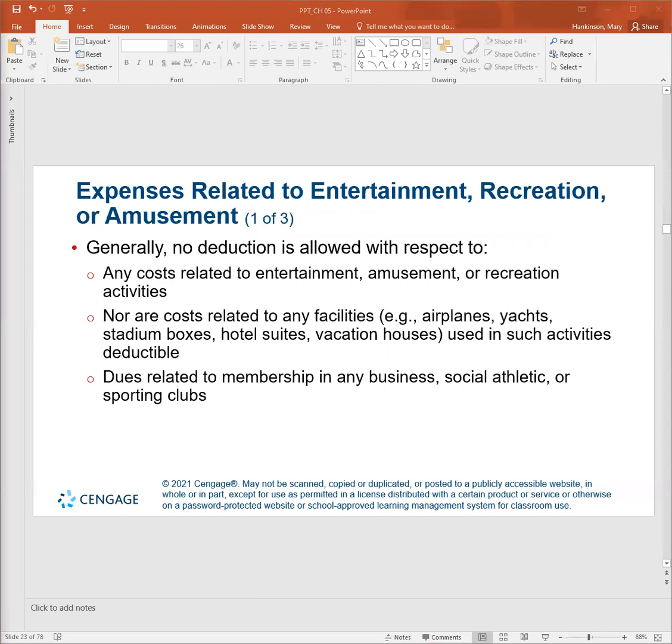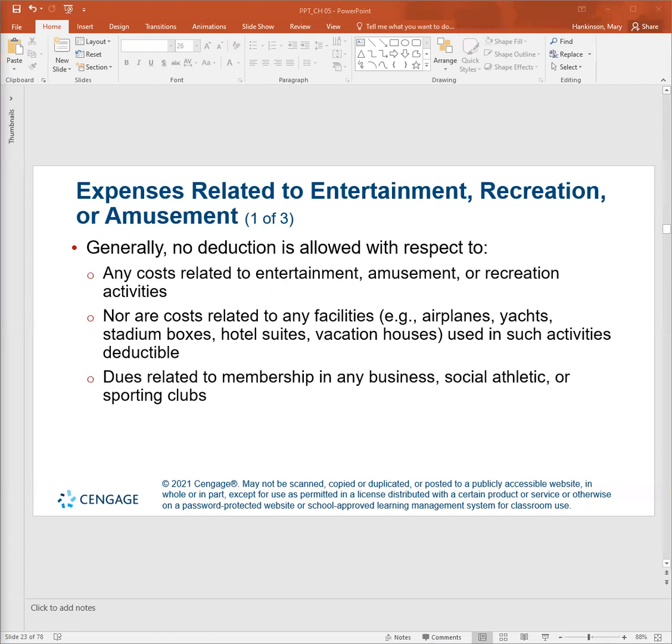All right, so let's talk about expenses related to entertainment, recreation, or amusement. Taxpayers may incur costs to entertain potential or existing customers, clients, suppliers, employees, etc. These costs can be incurred either during or in association with a business meeting and may reasonably be considered ordinary and necessary trade or business expenses. However, due to the element of personal enjoyment and the related potential for abuse, Congress does limit the deductibility of these expenses.